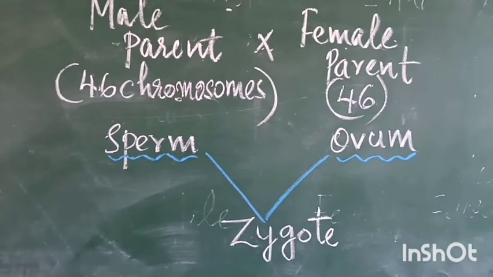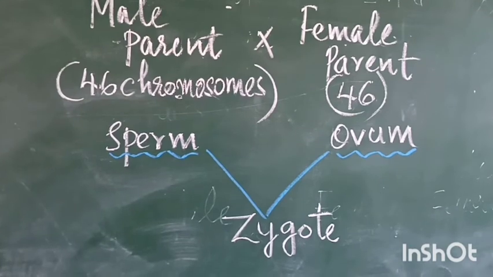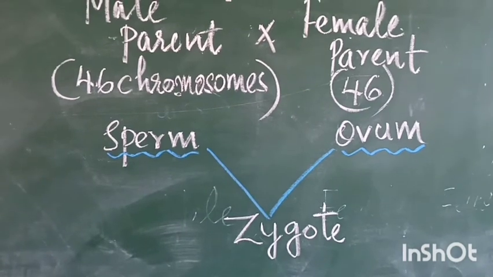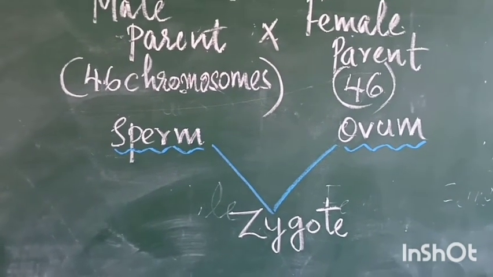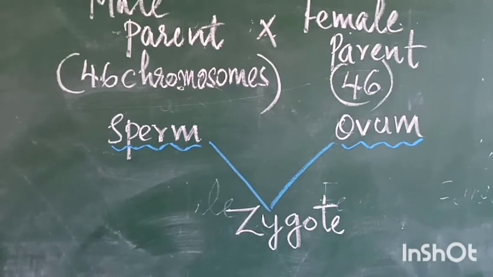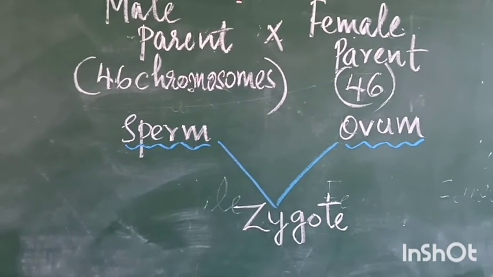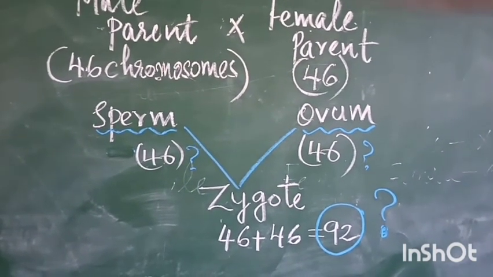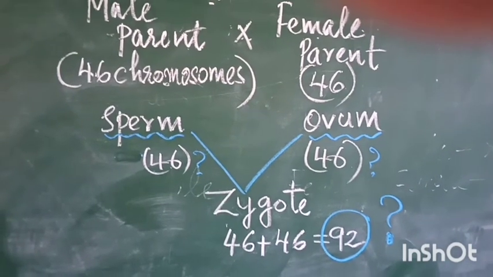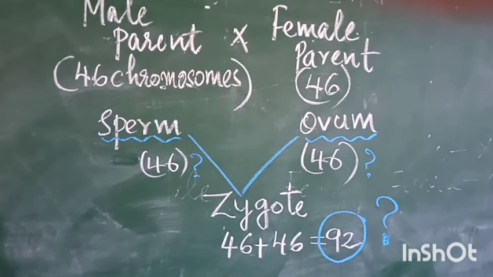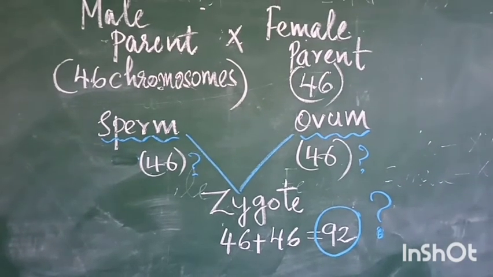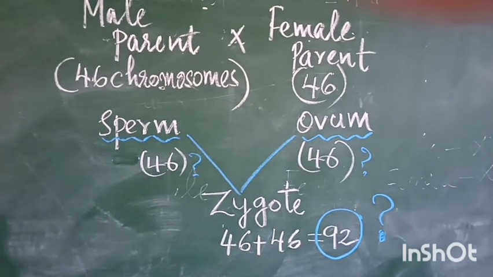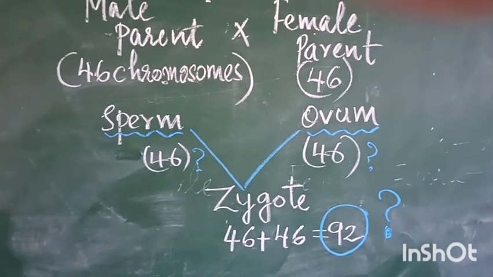So children, if these gametes, that is this sperm and ovum, contain 46 chromosomes, then what will be the chromosome number of the zygote? So you will get it by 46 plus 46. Then what will be the result? 92, isn't it? Then the young one will be born with the chromosome number 92. But it is not taking place in human beings, we know. All the human beings have the same chromosome number, that is 46.